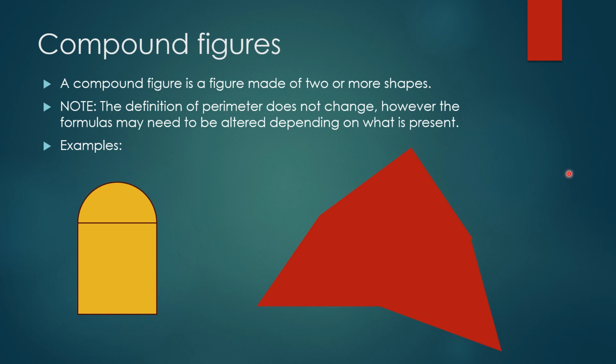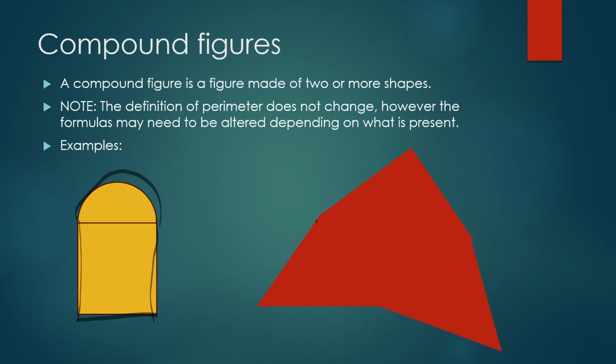Please note that the definition of perimeter is the same. I'm still looking at the sum of all the sides. But what might change is how the formulas are; the formulas might have to be altered depending on what's present. For example, when it comes to the silo here, we are left with these 2 sides here and then half a circle. So we're going to have to manipulate the formula that way.